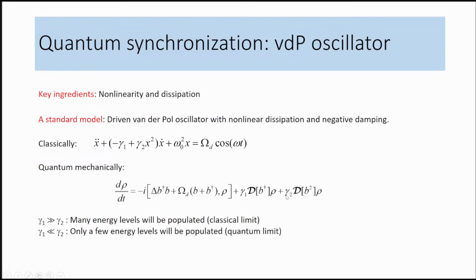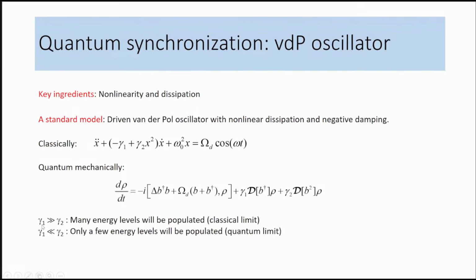Quantum mechanically, this can be rewritten in this fashion, where B dagger defines that you are supplying energy incoherently, and B square takes care of the fact that you are taking 2 photons, 2 quanta, out of the system, that is also incoherently. The coherent part of the oscillation is given by the detuning delta between omega and omega 0, and capital omega d is nothing but the driving part.